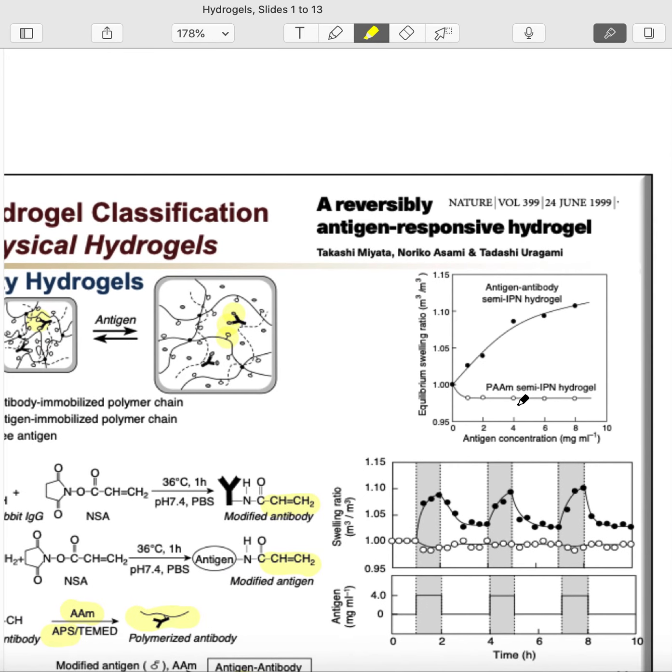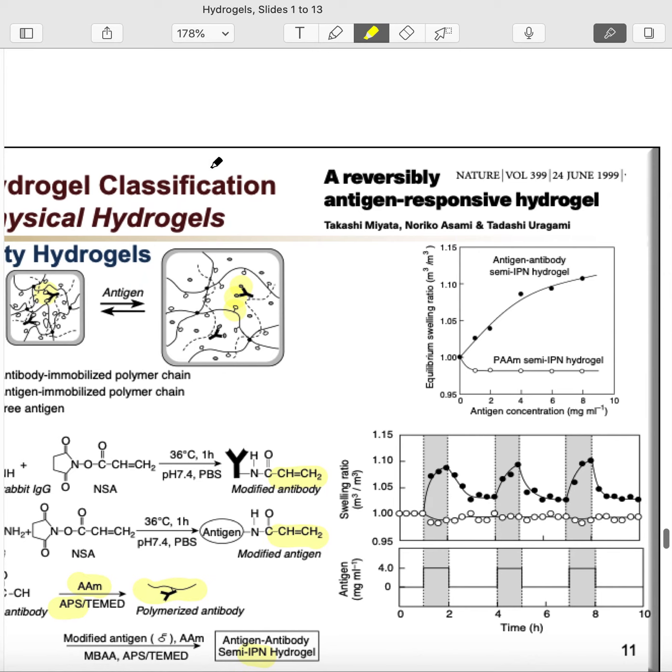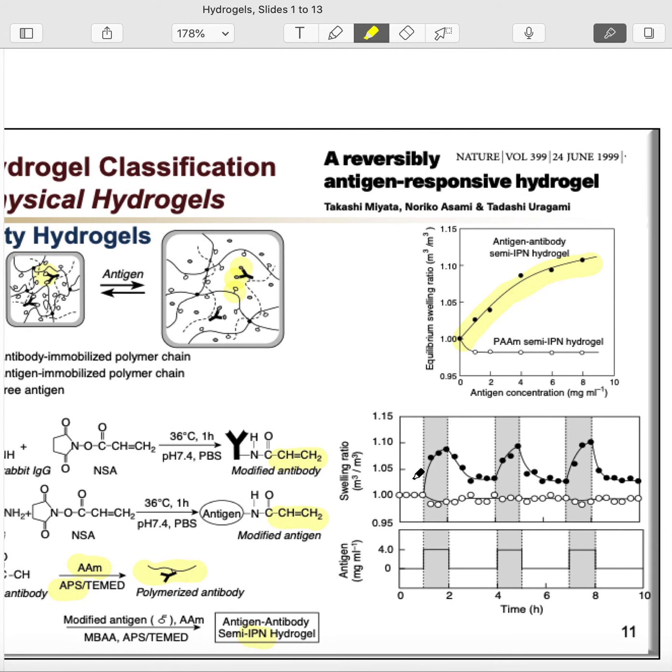All right, using this system, they were able to show that the hydrogel did in fact swell as a function of antigen concentration, and they were able to show that they could do this in cycles, which could potentially be utilized for on-demand drug delivery, let's say for insulin or something like that that is needed at specific times whenever the concentration of the antigen is high in the physiological fluids of the patient.